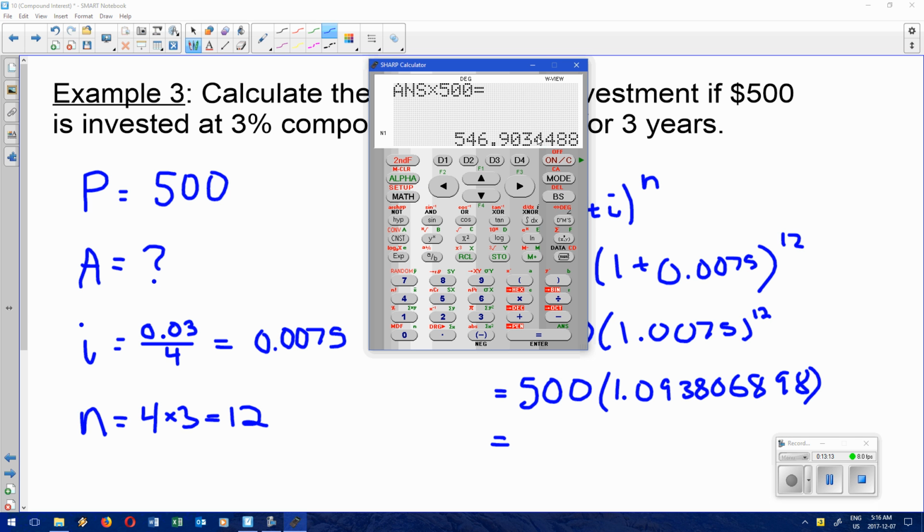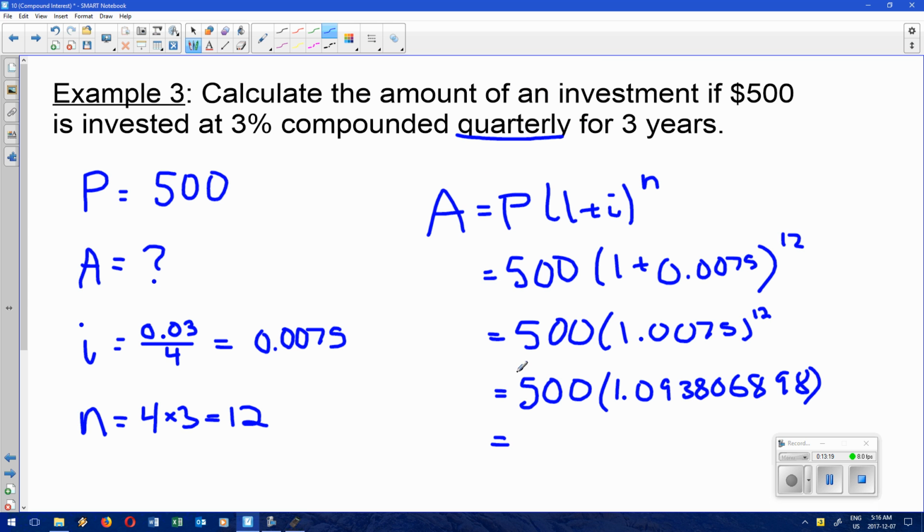Okay, now here's where you can round it off because we're down to just dollars and cents. So it's $546, and rounding it would be 90 cents. So 546.90. Okay, so that means that after 3 years, our investment has grown from $500 to $546.90.